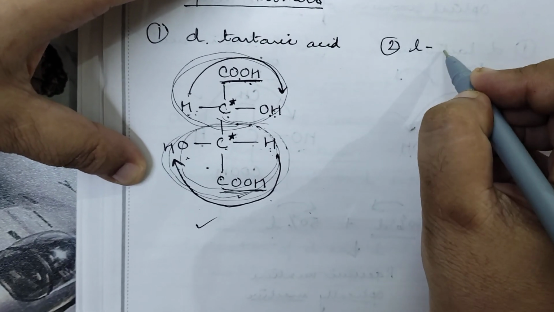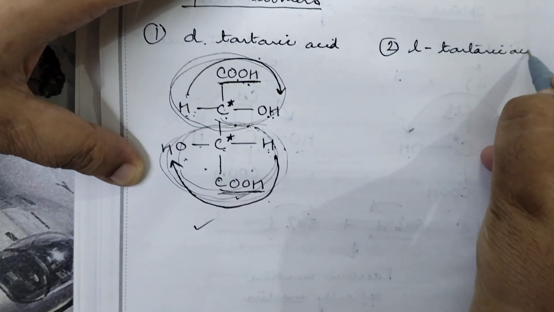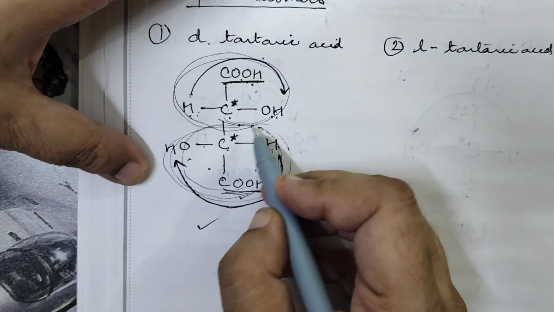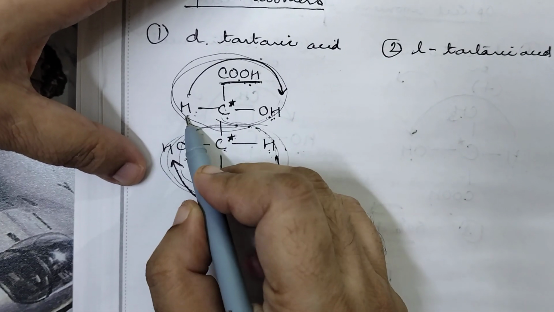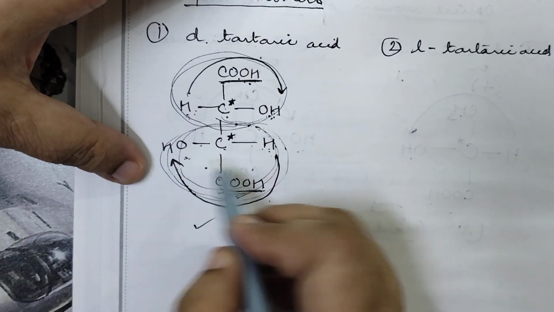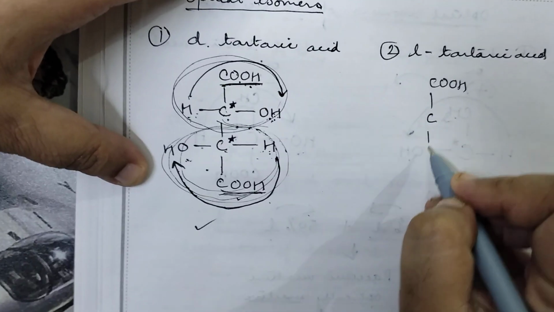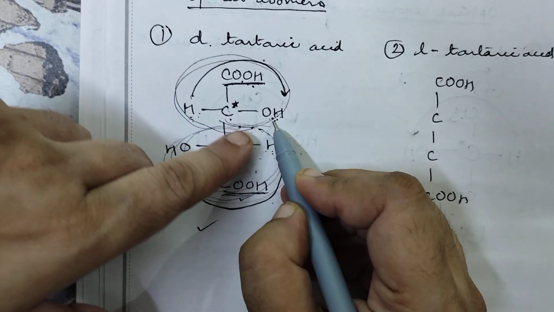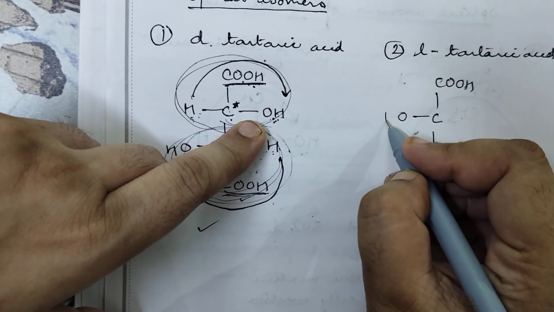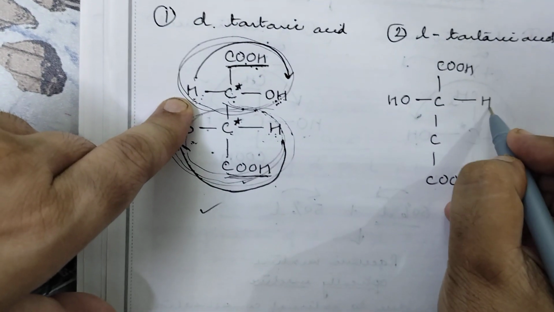For making levorotatory tartaric acid, what you have to do is simply interchange the position of hydroxyl here, hydrogen here, and interchange in the other carbon as well. So COOH will remain at the top and here COOH at the bottom. Now here OH was on the right hand side, so now OH is on the left hand side. H was on the left hand side, now H is on the right hand side.